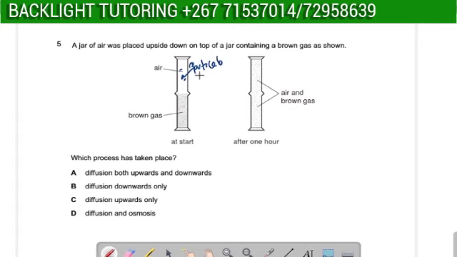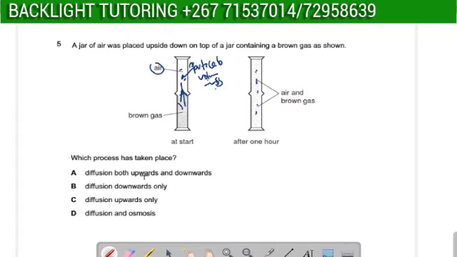right? Remember, something that occupies space, something that has volume and mass, is matter. So air is matter, right? It has volume and it has mass. So the air particles are moving down here and the bromine gas molecules are moving up there. So that's why they are mixed up. Part of the air molecules come down, part of the bromine gas molecules go up there.